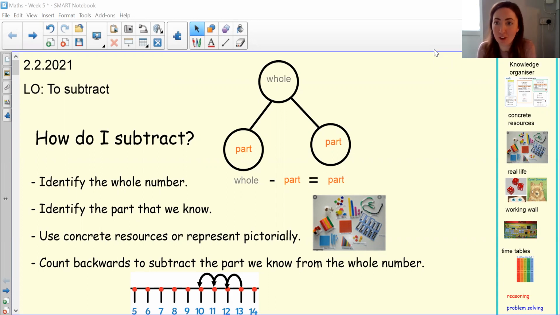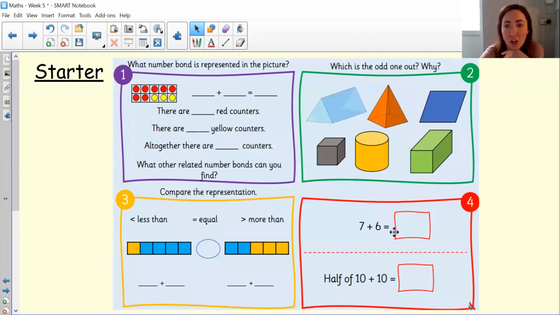Today we're learning to subtract. So we've been practicing this lots already, haven't we? But our success criteria, just as a reminder, to be able to subtract, are: identify the whole number, identify the part that we know, use concrete resources or represent pictorially, the drawing, and count backwards to subtract the part we know from the whole number. That's the basic success criteria for subtraction. Okay, so let's have our fast forward to begin with.